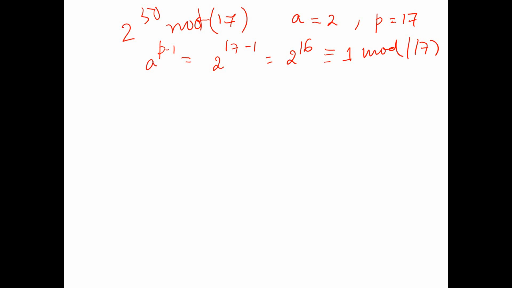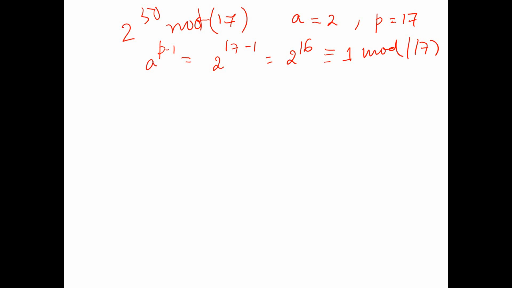Now, you have to arrange 2 to the power 50 in such a manner that this 2 to the power 16 comes somewhere. You have to arrange it accordingly. So how have you divided it? 2 to the power 48 multiplied by 2 square. So 48 plus 2 is 50. Now, that 48 can be replaced by 2 to the power 16 cube.